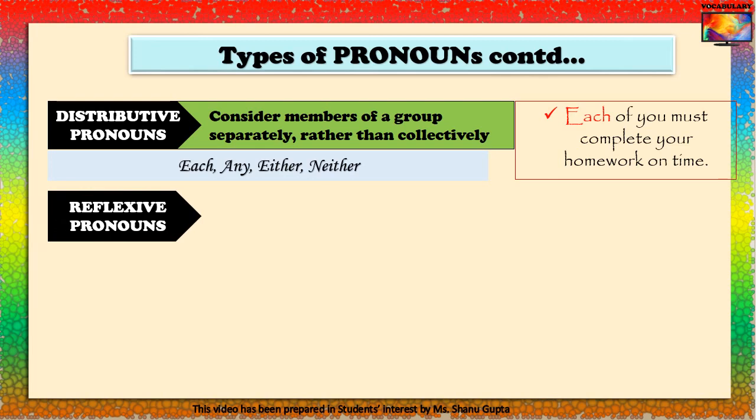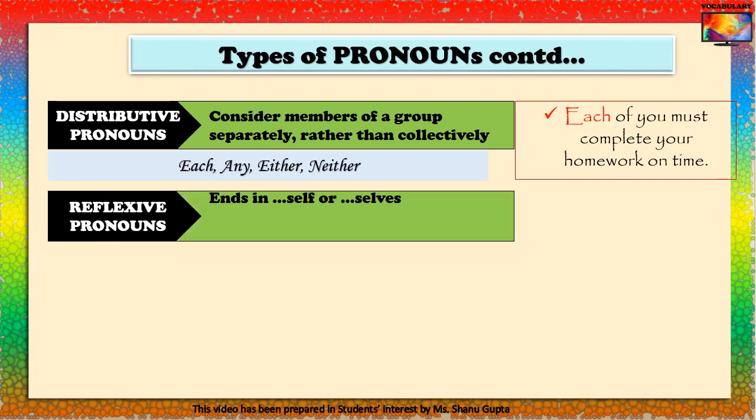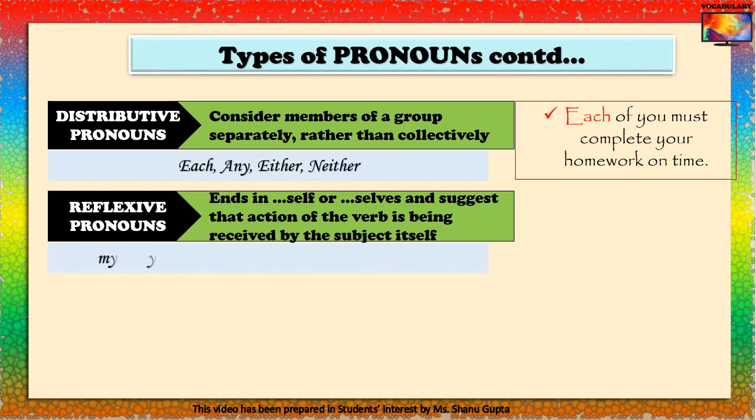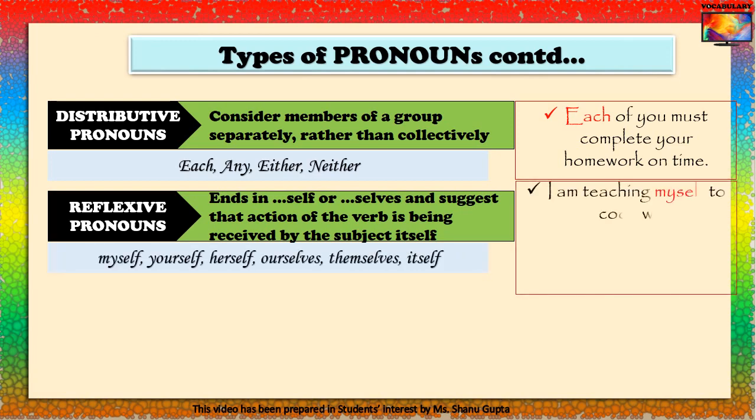Reflexive pronouns. These pronouns show reflex action. They end in self or selves and transfer the action back to the noun or pronoun, which is the subject in the sentence. For example, in the sentence, I am teaching myself to cook well, I is the subject and the pronoun myself is a reflexive pronoun suggesting that the action of the verb teaching is being received by the subject only, which is I in this case.